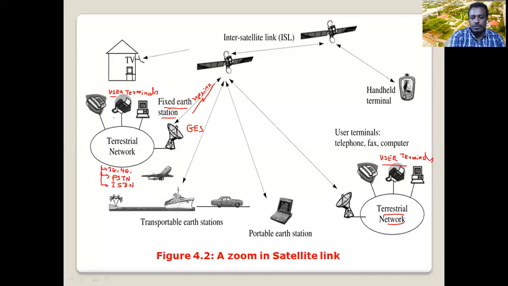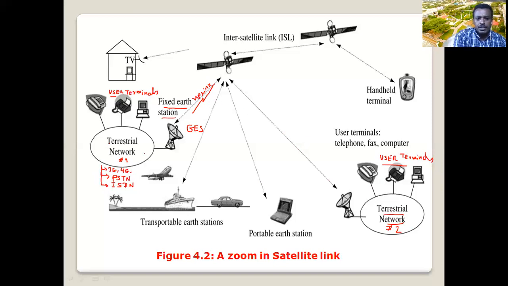Now, a user from terrestrial network number 1 wants to communicate with another user in the second network. Terrestrial network, you can take it as a network in one country, another terrestrial network in another country. So users are connected to these terrestrial networks.